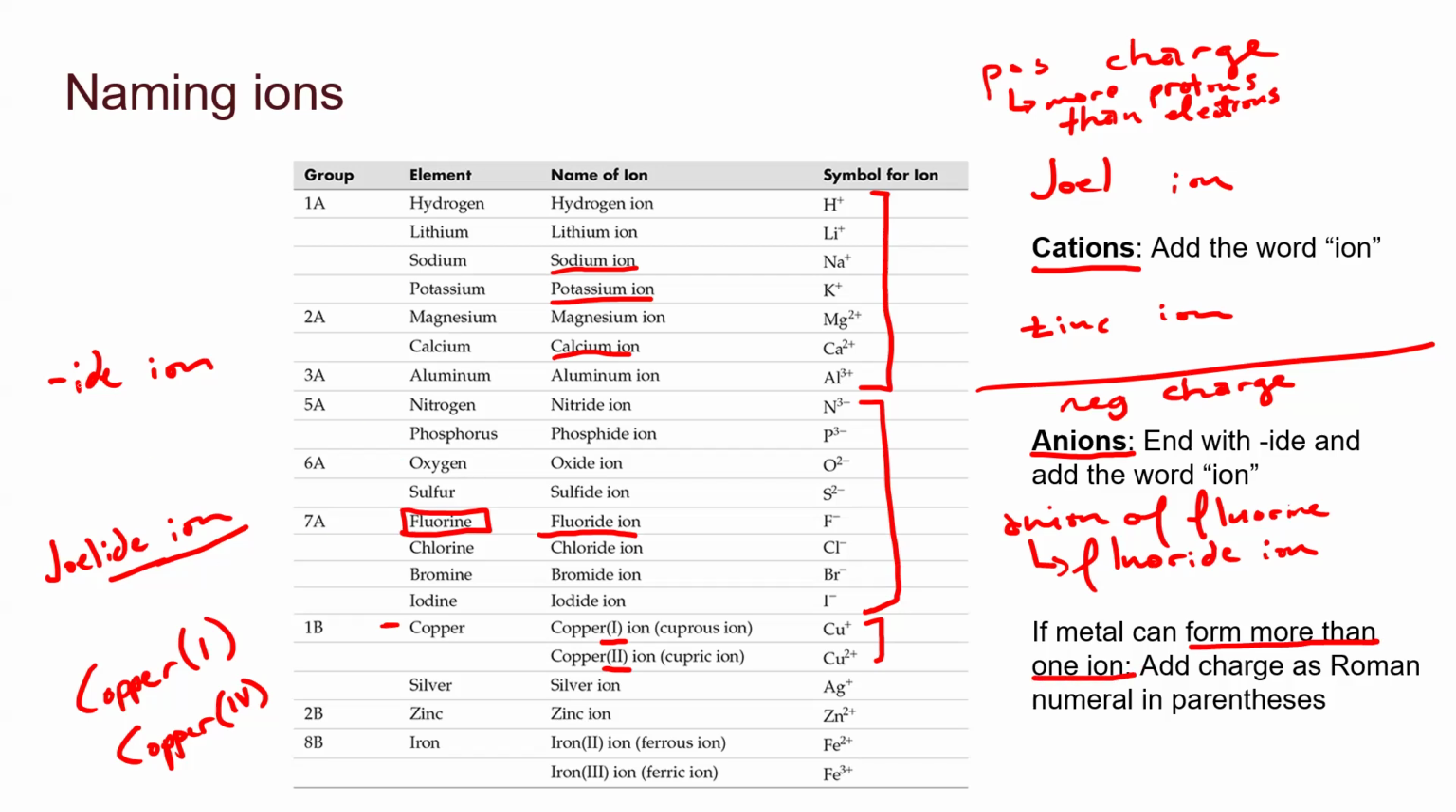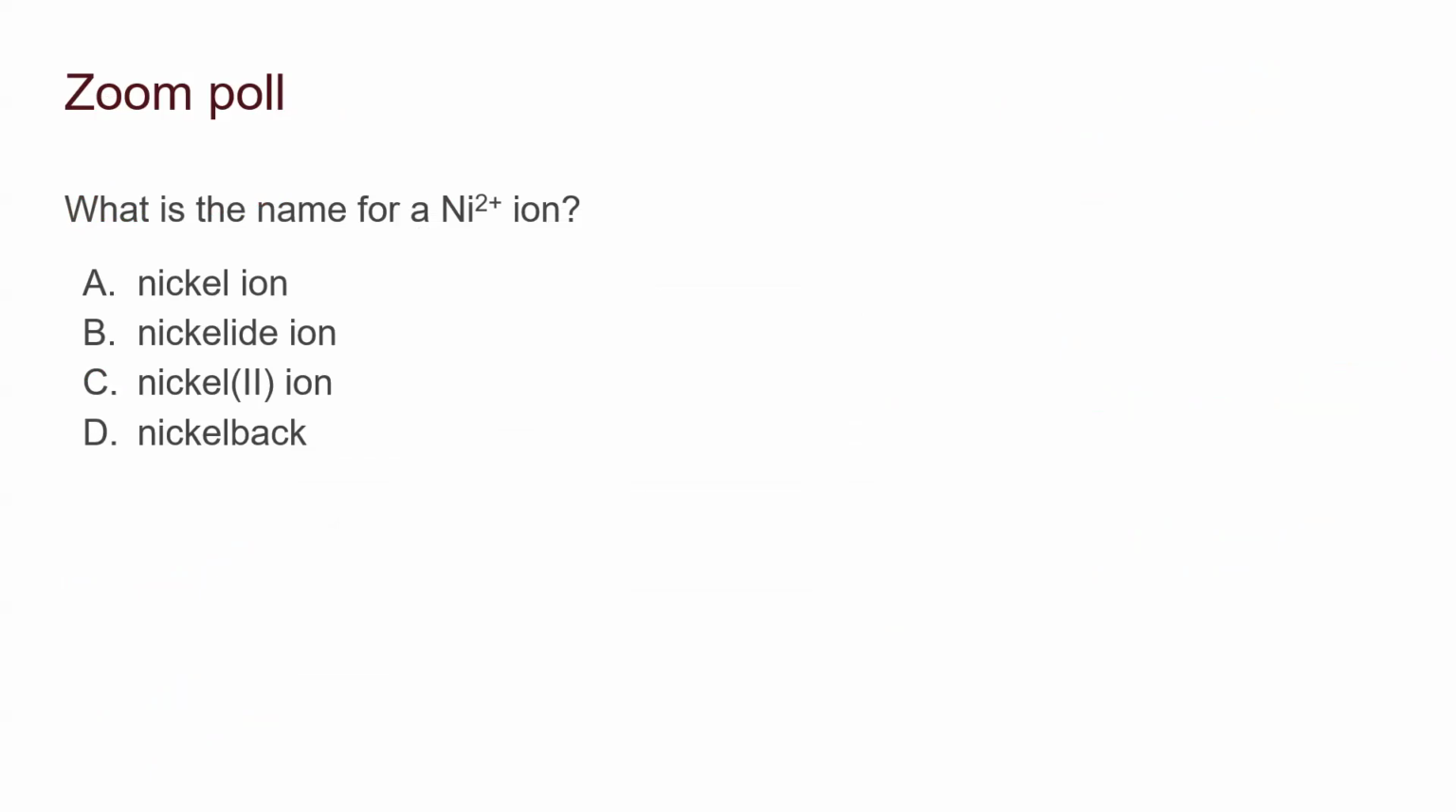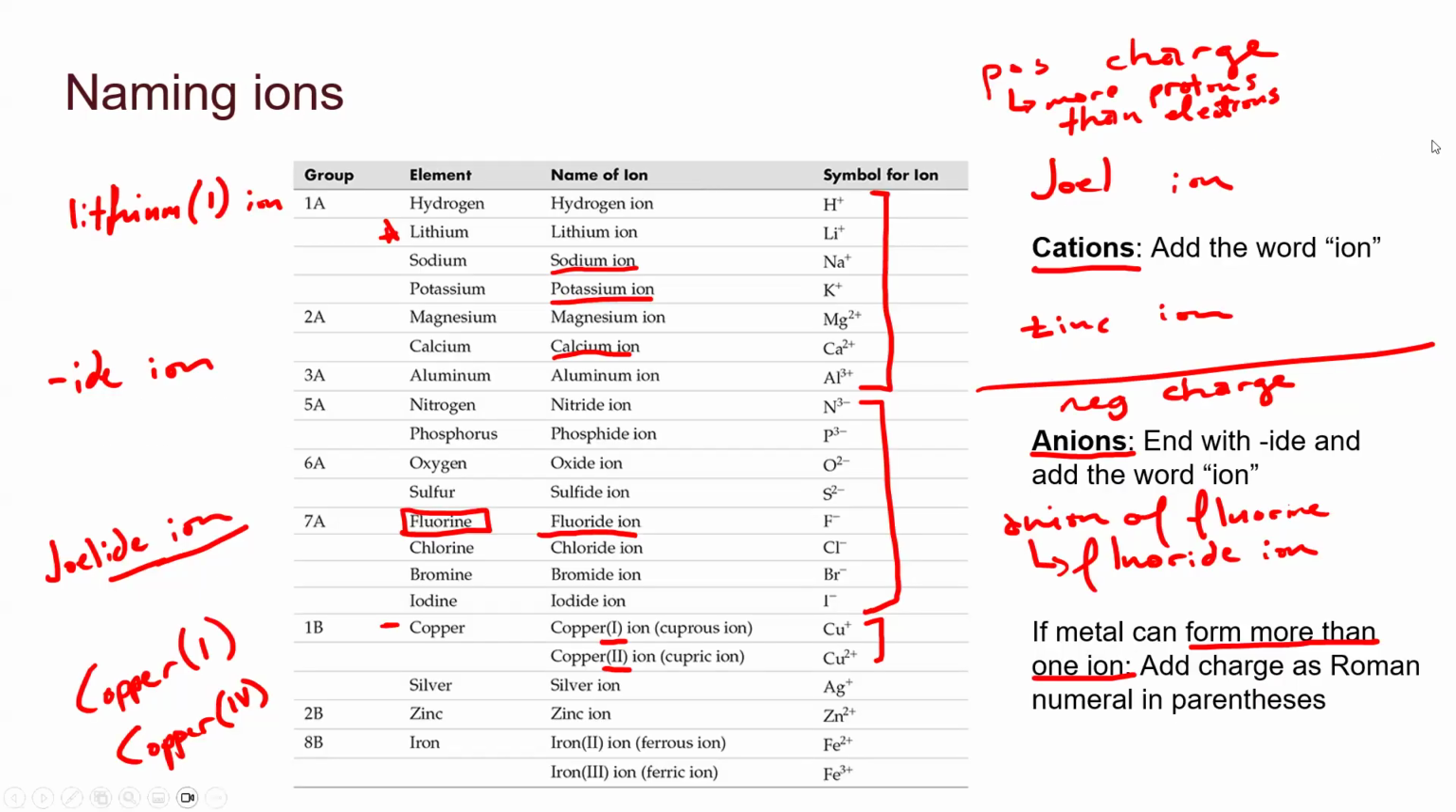So we don't use that for something like lithium, because lithium could basically only form one possible ion. We don't say the lithium 1 ion because that's unnecessary, because there's not a lithium 2 ion, there's not a lithium 3 ion or anything of that sort. It's just the lithium ion. So you don't have to use that. It would be excessive to include that. All right. Does anyone have any questions about that?